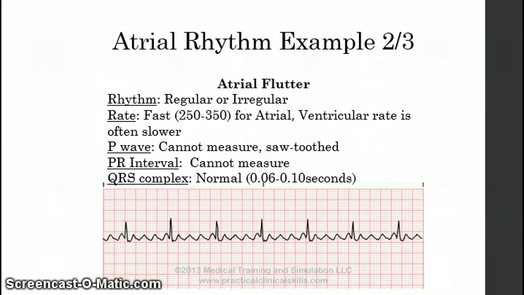Here is atrial flutter. You'll notice the sawtooth. What happens here is the ectopic pacemaker discharges impulses at a very fast rate, and the rate is 250 to 400. The ventricular rate can vary. This can be very serious and can be treated with cardioversion or medications such as DIG.